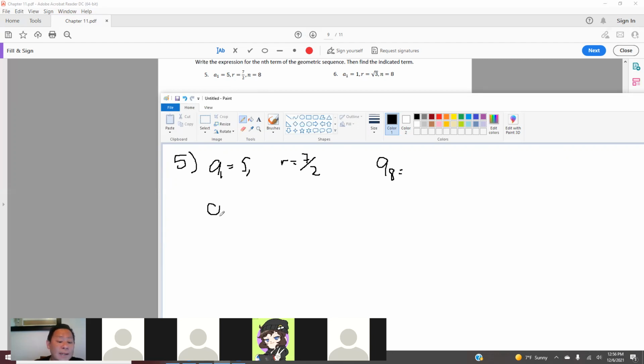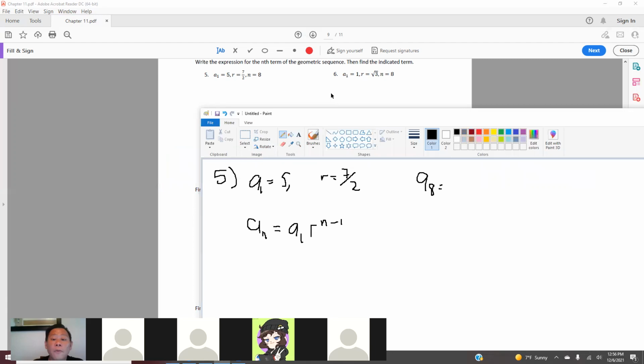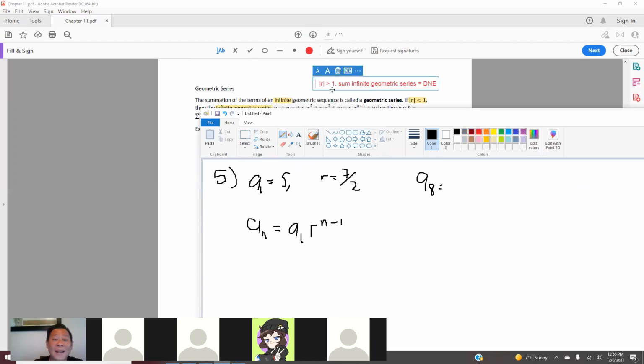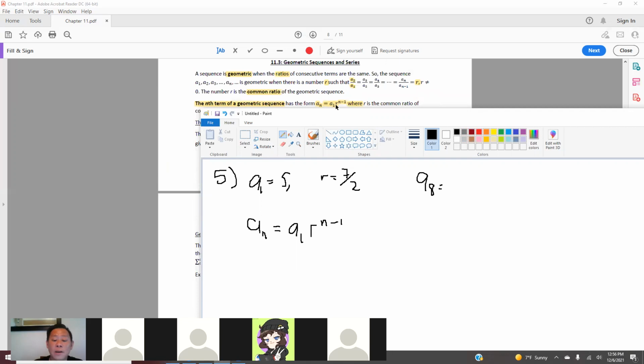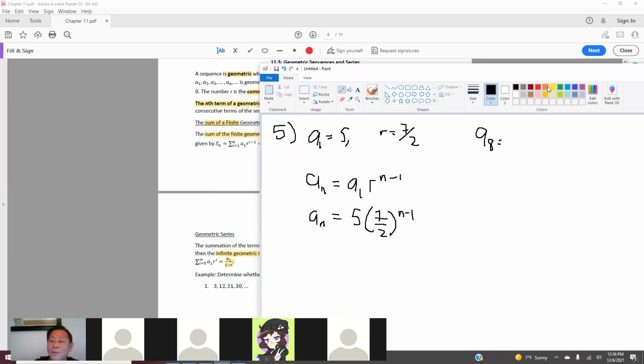In order for us to find the an term, this is a1 times r to the power of n minus 1. This is the formula for the an term of a geometric sequence. So just substitute your a1 and your r here. It'll be 5 times 7/2 to the power of n minus 1. This is actually very easy. Again, if you use the correct formula, it is easy. If you use the wrong formula, everything is wrong.